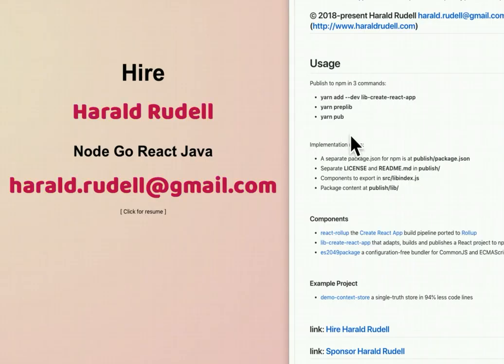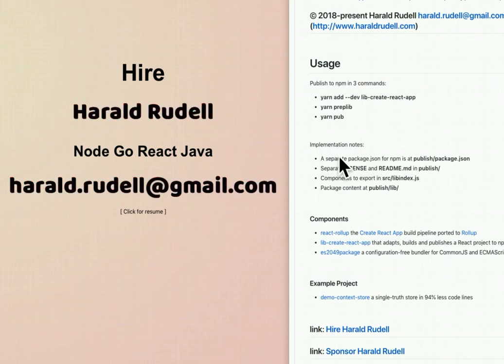We updated the README slightly. To publish a React project in npm, it's these three commands here. First, yarn add --dev lib create React app. This adds the package that does the publishing to your React project. Then you do yarn prep lib, and that's a command that this package provides that modifies your React project slightly in a safe way that allows you to publish. And then yarn pub, that's the command you would use every day or so to publish or update your package in npm. And we showed in the video how to do that.